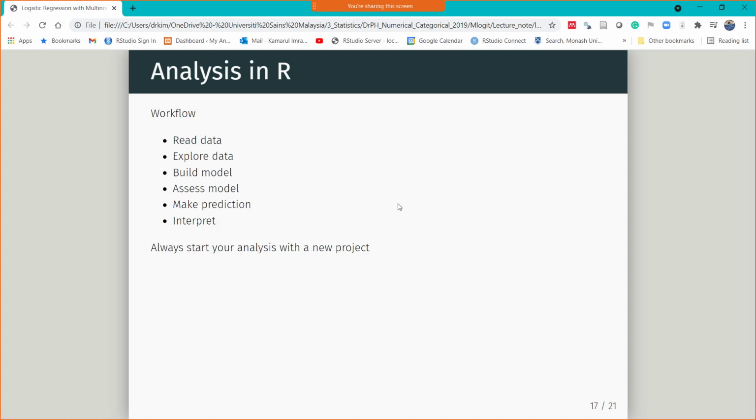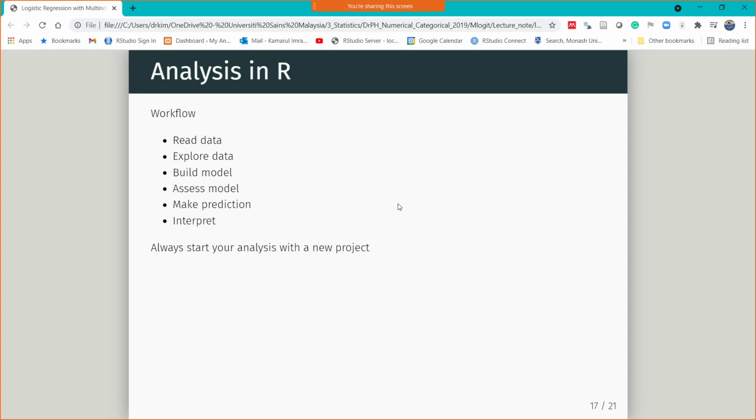When you want to do this in R, I recommend that you always have a workflow in your mind, and usually this is the workflow. Read your data, and then do some data exploration, and then build your model, assess your model, and between explore, build, and assess, they can happen many times.